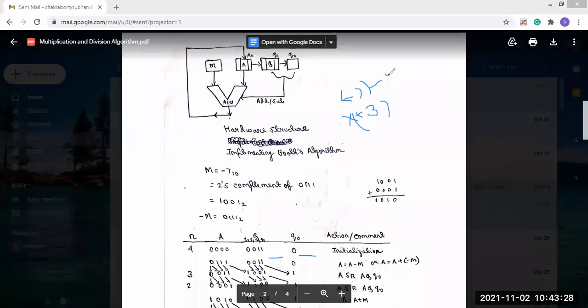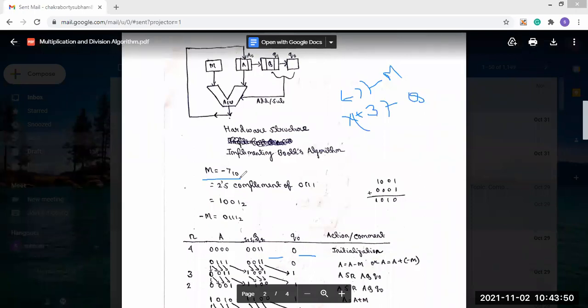Minus 7 is what? This is the multiplicand. And this is what? Q. This is the multiplier. So first, our m value is what? Minus 7. So you see m is equal to minus 7. So minus 7 means what?